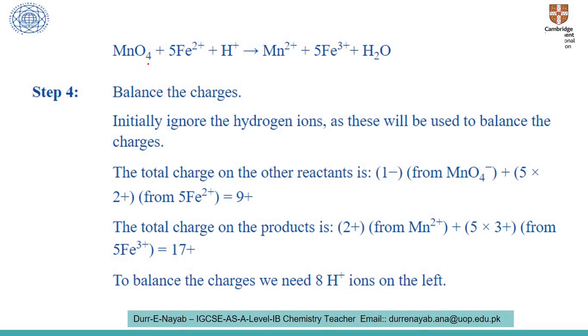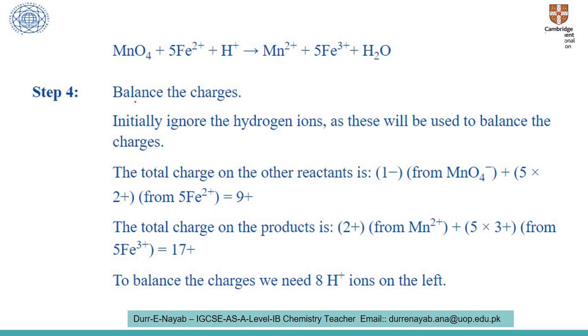Now you can see over here this is the complete equation in which permanganate reacts with the ferrous salt in the acidic media. It gives you a manganese sulfate salt, and ferric chloride is produced, and water is released.